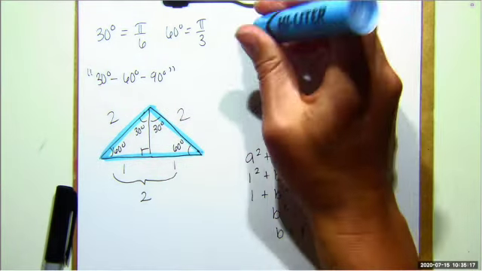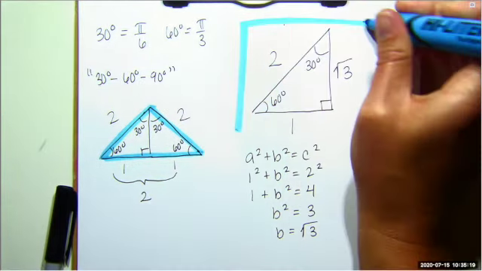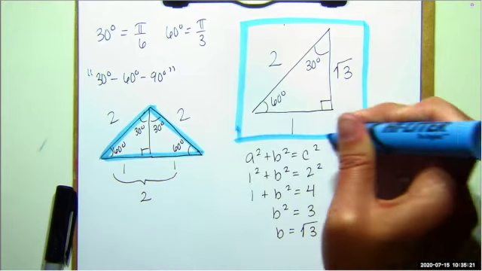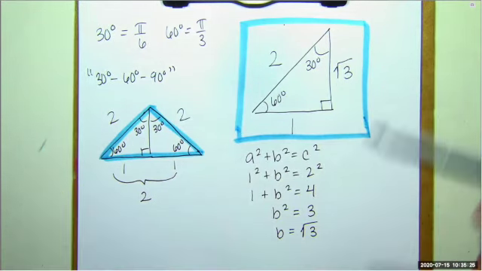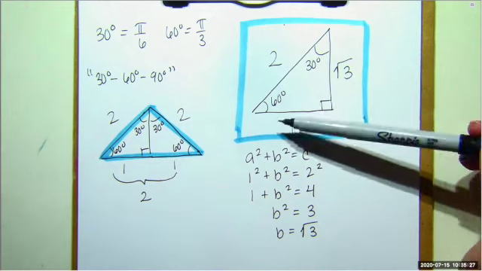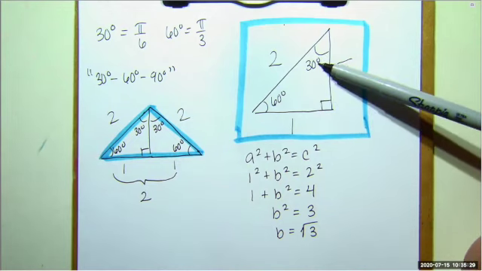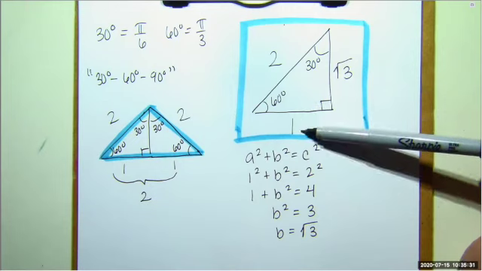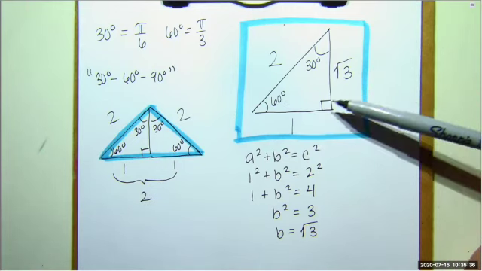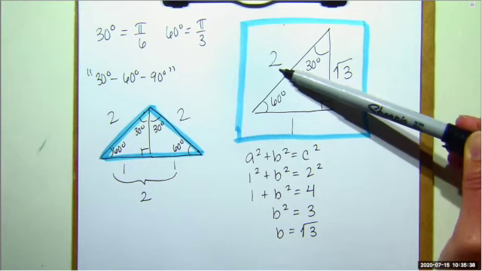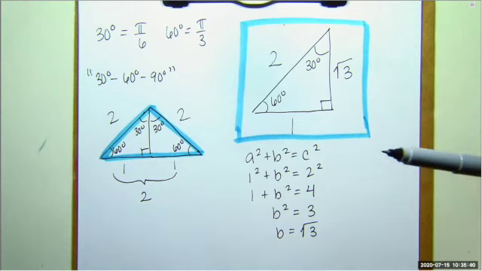So here is our conclusion. Again, I'm putting this in a highlighted box because this is important. You need to know this. Okay, so in a 30, 60, 90 triangle, the side that's across from the 30 is the 1. The side that's across from the 60 is square root 3. And the side that's across from the 90 is 2. You need to memorize this.